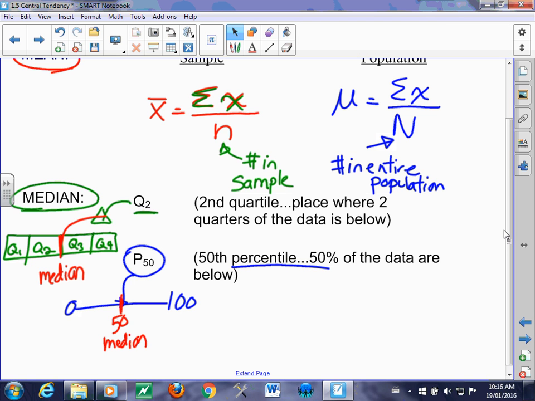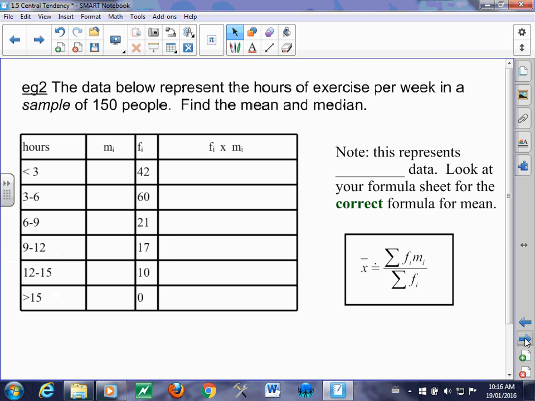Okay, all right. Let's do an example, folks, on the next page. The data below represent the hours of exercise per week in a sample of 150 people. I need you to get used to underlining those samples or population or everybody so that you know which formula to use. So the question says, find the mean and the median.